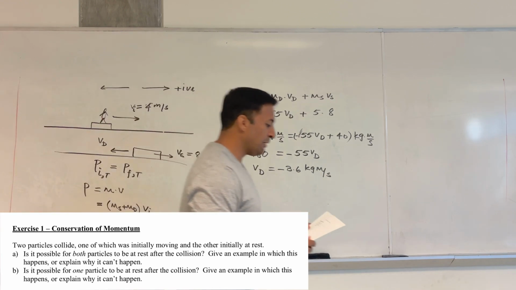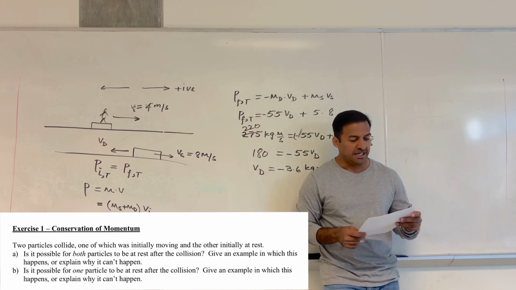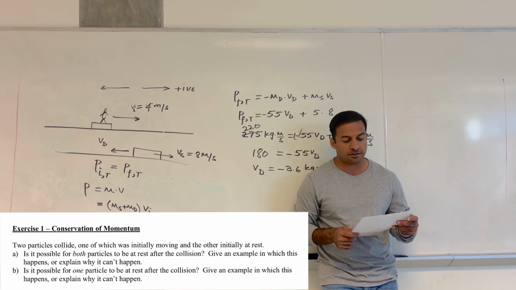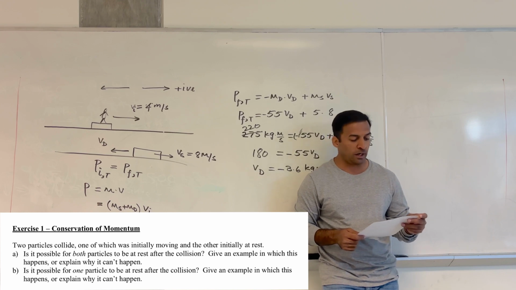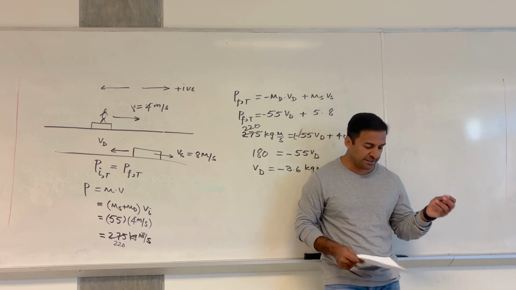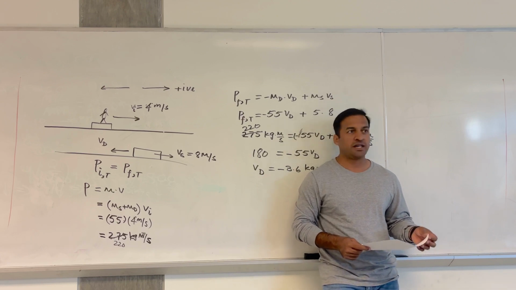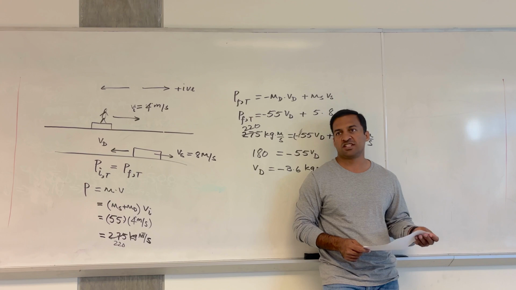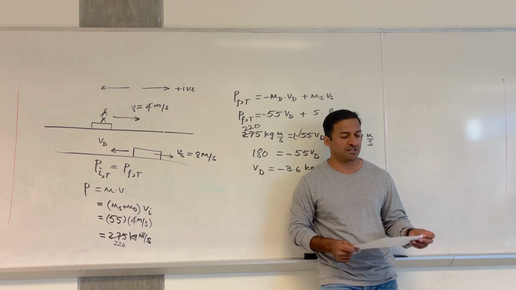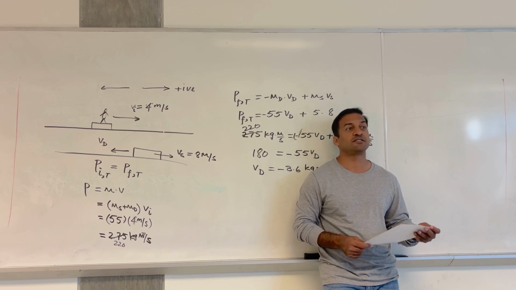Two particles collide, one of which was initially moving and the other one was initially at rest. Is it possible for both particles to be at rest after the collision? Give an example in which this happens, or explain why it can't happen. It's a simple one. So initially you have two particles, and one of them is at rest and the other one is moving with some speed. And that particle which is in motion collides with the other particle which is at rest. The question asks, is it possible that after the collision both particles ended up being in a state of rest? Is it possible? I want somebody else to answer me.